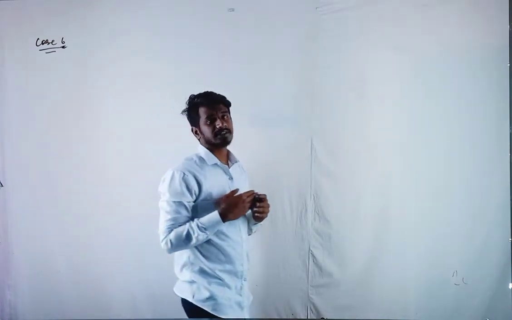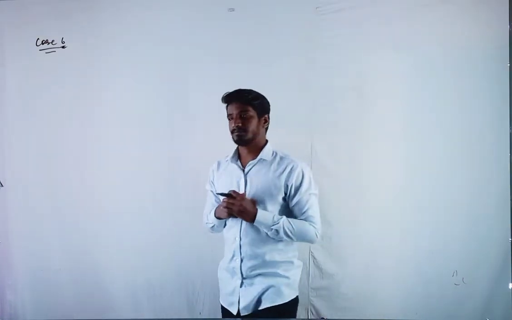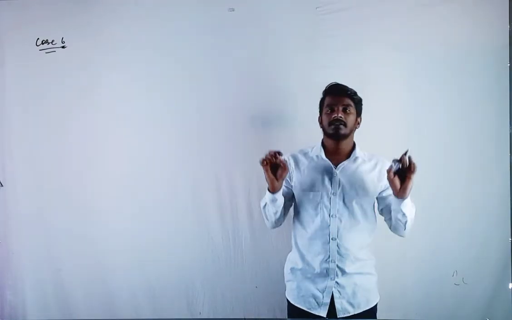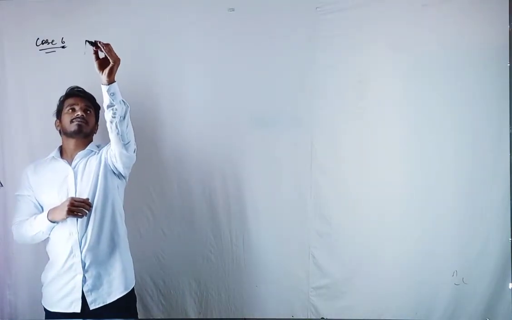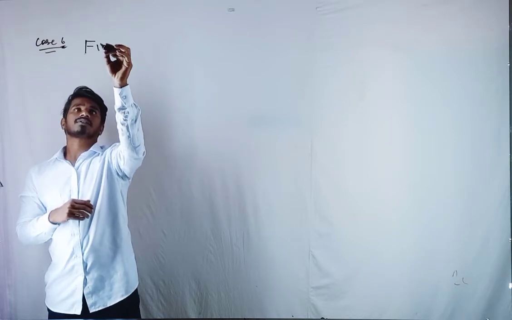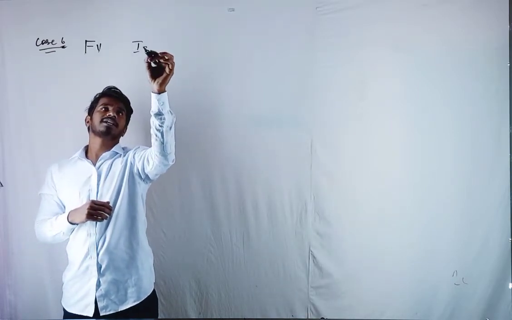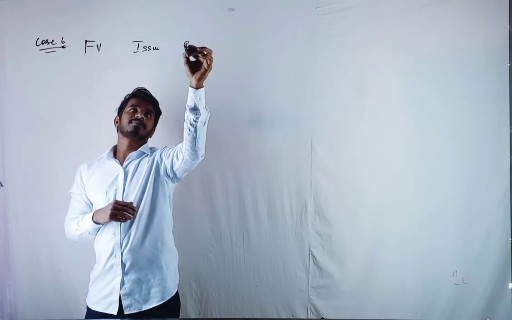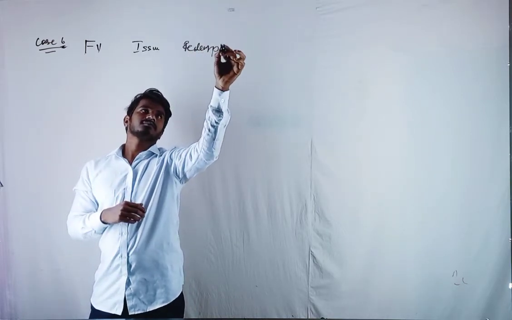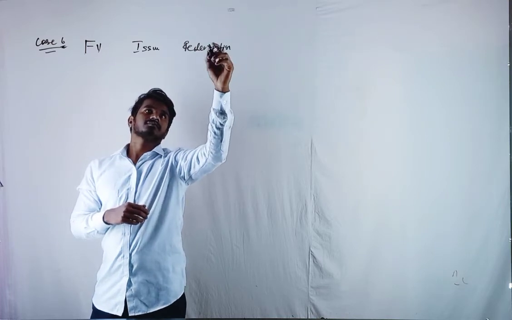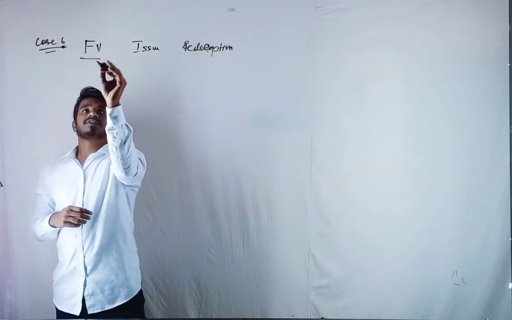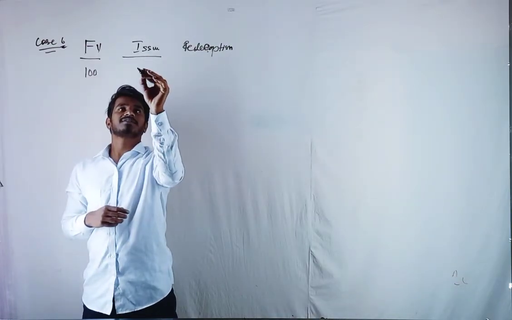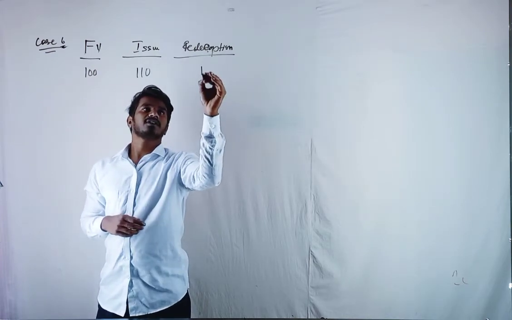Case number 6 is not practically possible. It can exist in theory or in your books. Right. Let us start with the question. Face value and issue price, redemption. Face value is 100, issue price 110, redemption at 110.